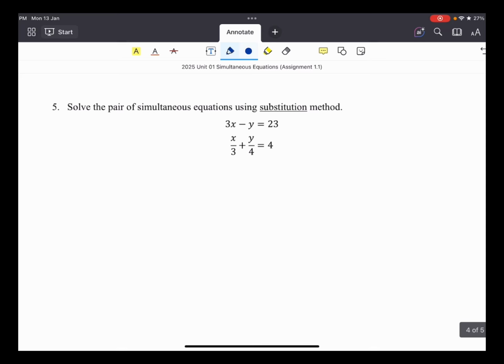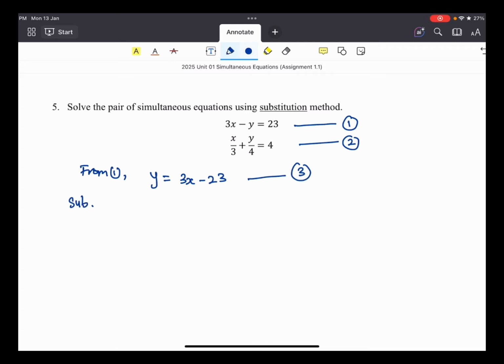Solve the pair of simultaneous equations using substitution method. Okay, we can do that. So we're going to call this equation 1. I'm going to call this equation 2, right? So what can we do here? Well, let's start from 1. So from 1, we can rearrange it so that y is equal to 3x minus 23. And call this equation 3, right? So we're going to sub 3 into 2.